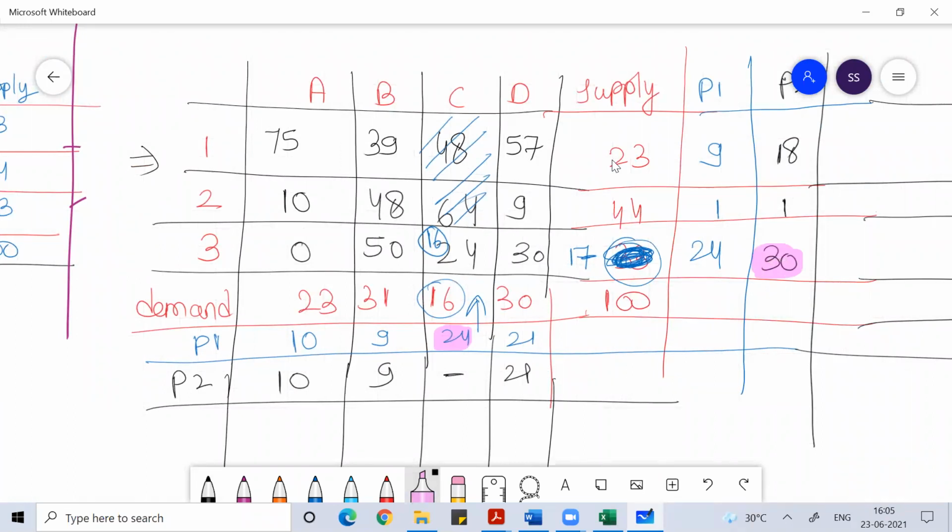So I'll go inside, the smallest element is 0. So I'll do allocation on 0. If I do allocation on 0, demand is 23, supply is 17. So I'll put 17 here. This 23 will become 6. Demand left will be 6. This is done. Nothing can be done for this. That row is done. This difference would be 1. This difference would not change, 18.